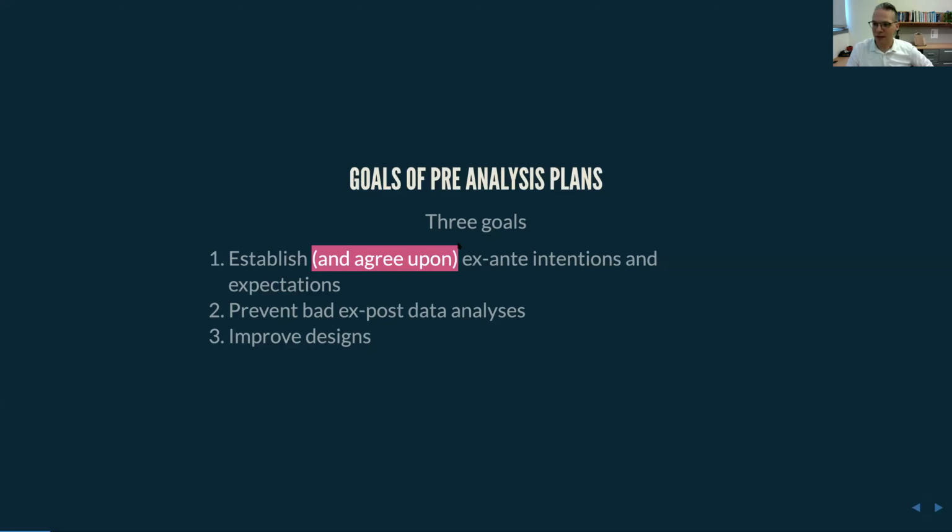Experiments these days are usually not done by one researcher. They're usually done by a team of researchers, and they're usually done by a team of researchers in partnership with some other group, an NGO, a government, a business. And the pre-analysis plan is an opportunity to really establish what is going to happen at the end of this thing.